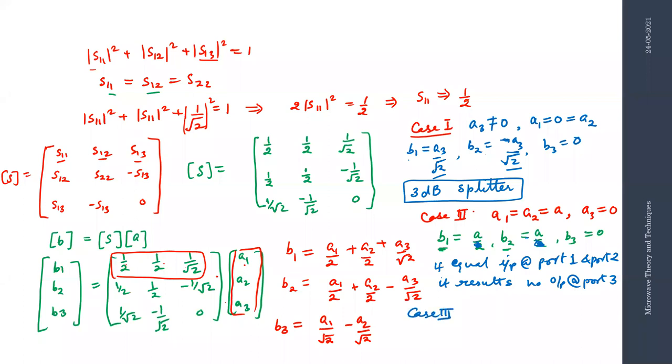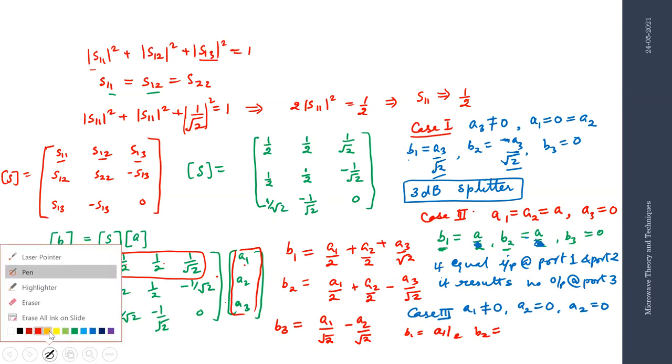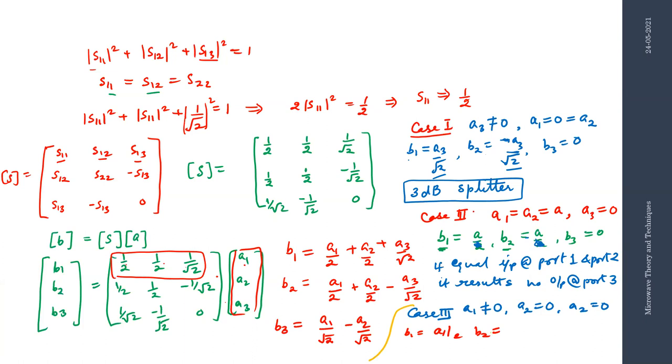Now case 3. I am applying input A1 at port 1, and I am not applying any input at port 2 or port 3. What will result now? Tell me what B1 is. Whatever assumption I am taking, apply the value. If A1 is not equal to 0 and the rest are 0, then B1 is equal to A1 by 2, B2 equals A1 by 2, and B3 equals A1 by root 2.